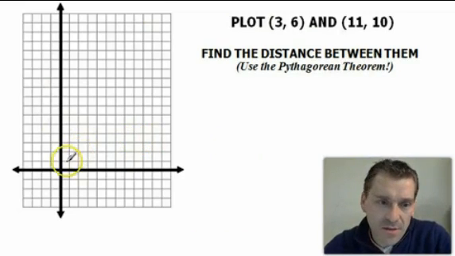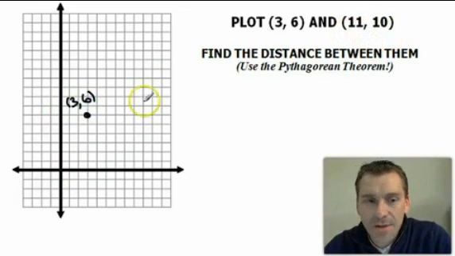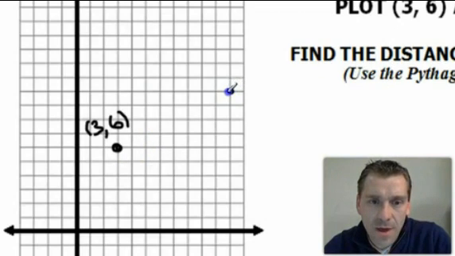So here we go. Let's say that this is 3, 6. Here's 1, 2, 3, 1, 2, 3, 4, 5, 6. So right here is going to be point 3, comma 6. Okay, that's pretty simple. This point here, 11, 10, let's go over here. There's 3, there's 4, 5, 6, 7, 8, 9, 10. I need 11. This up here is already 6, so 6, 7, 8, 9, 10 is right there. So there is point 11, comma 10.